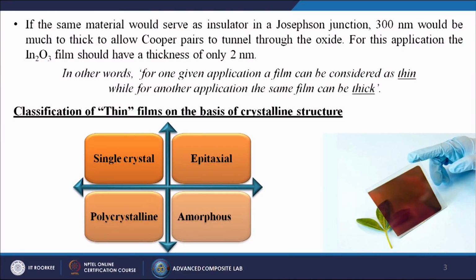Classification of thin films on the basis of crystalline structure. Generally we can divide thin films into 4 classical divisions: single crystals, epitaxial, amorphous and polycrystalline.